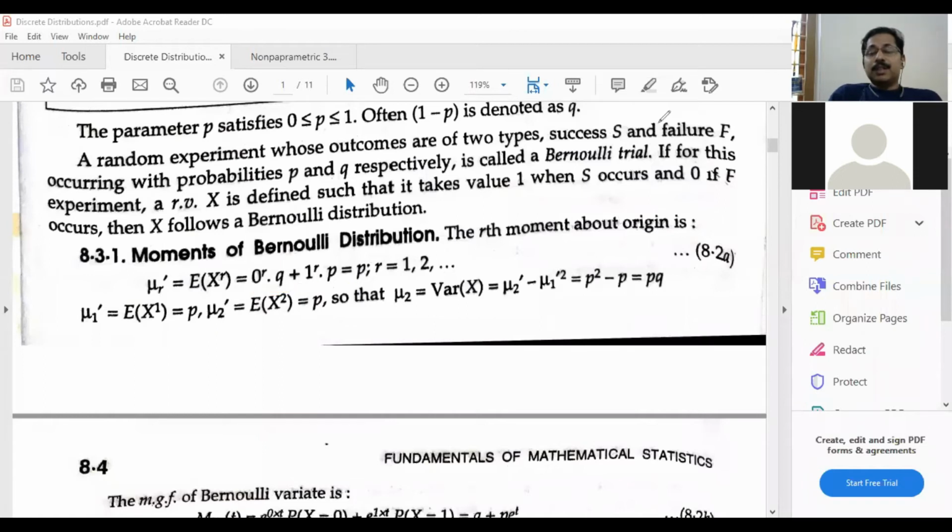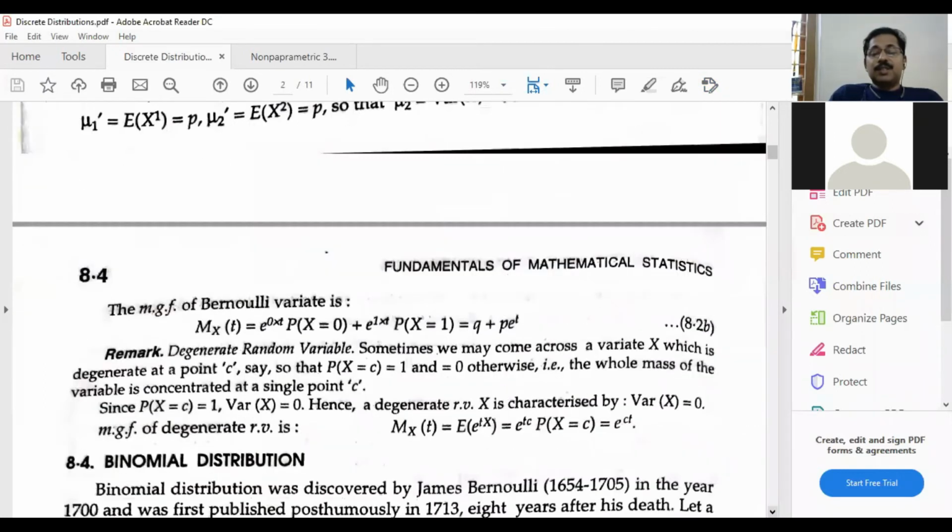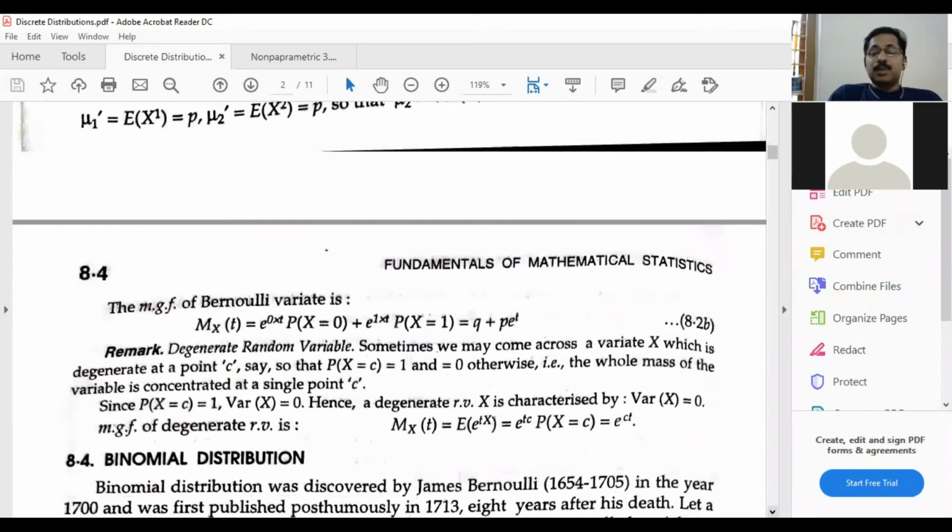So using the derivations, you can find out its MGF also. What about its MGF? M_X(t) is the expectation of e raised to tX. Here X will take two values, 0 and 1. First put X equal to 0, then its probability. Then X equal to 1 and multiplied with its probability.